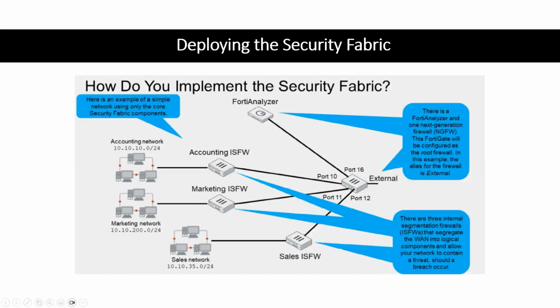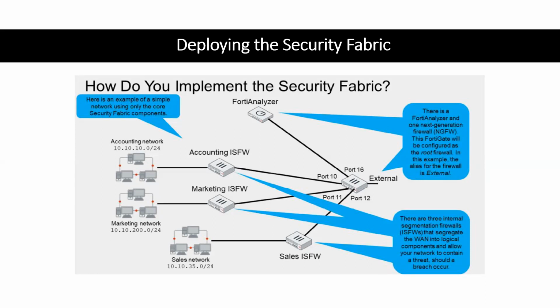A couple of things in this topology. You see the FortiAnalyzer has a direct connection straight to the core. We're going to call it the core FortiGate, or the root in a sense. That's what they call it in security fabric terminology. And then you have your ISFW, your internal segmentation firewalls, which aggregate the WAN into logical components and allow your network to contain a threat should a breach occur.